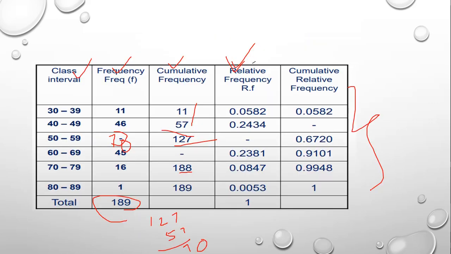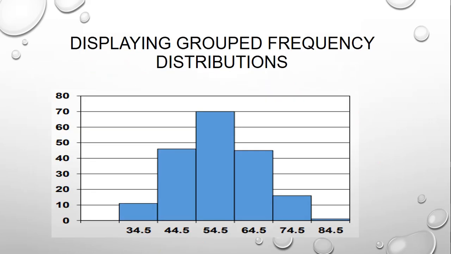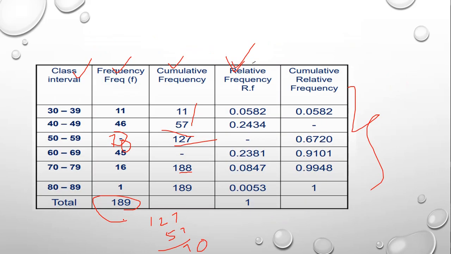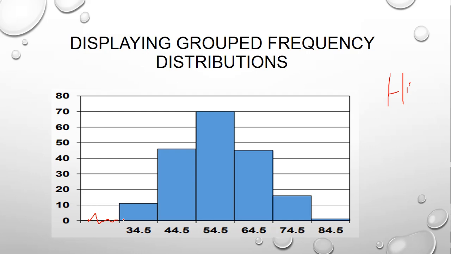Now we can see how we can represent this graphically. This is the graphical way of showing a continuous distribution, that is a histogram. By using a histogram we can plot continuous data. Here we have class intervals. Up to here we are taking like this, and from here onwards we are starting. Here I am taking the mid values of the given data. When you find the mid value of 30 to 39, you get 34.5.